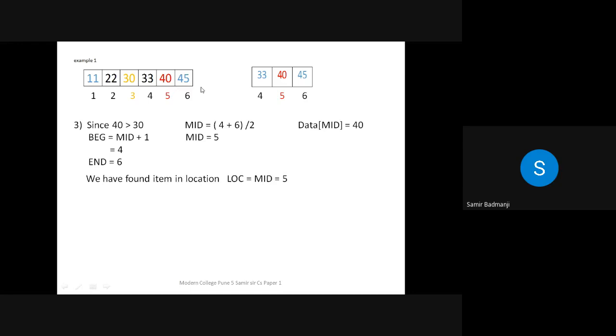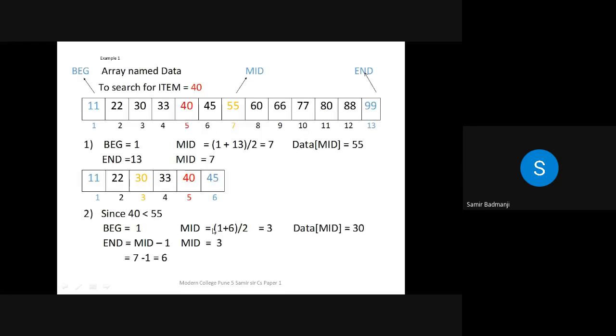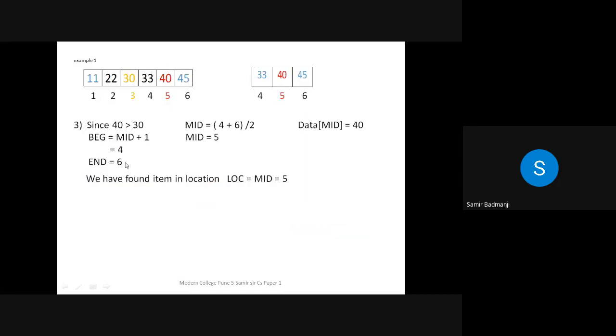So this was the earlier array. Now 33 will be the new beginning and 45 will be the end. So these are the locations of that array. We have written it as it is. So again, we have to just calculate the midpoint. 40 is greater than 30, because the element we have to search is 40, which is greater than the midpoint. So beginning equal to mid plus 1, which is 4, and end is 6 from the above example. See, end is 6, that will remain like that only. And here beginning is 4.